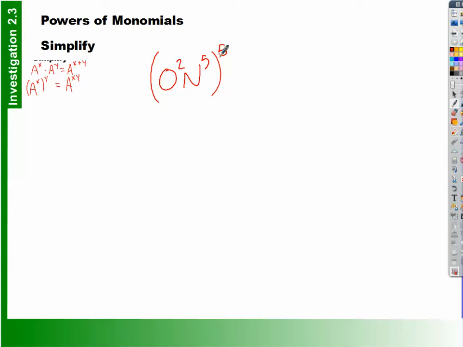Yes, I'm sorry, it is a 5. So it's O squared N to the 5th, to the 5th power. That's right, you at home, or you sitting in the back of my classroom later today, you should be doing this problem too instead of just watching the video.